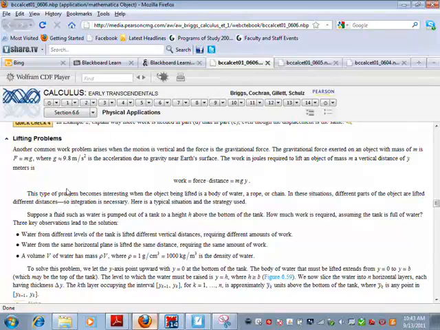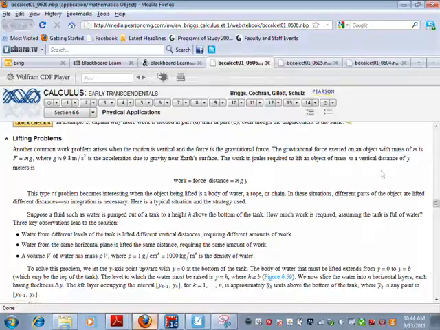Now, of course, the problem becomes interesting when the object lifted is a body of water, a rope, or a chain. In these situations, different parts of the object are lifted different distances, so integration is necessary. Here's a typical situation, and this is what I'll ask. Suppose a fluid such as water is pumped out of a tank to a height h above the bottom of the tank. How much work is required, assuming the tank is full of water?